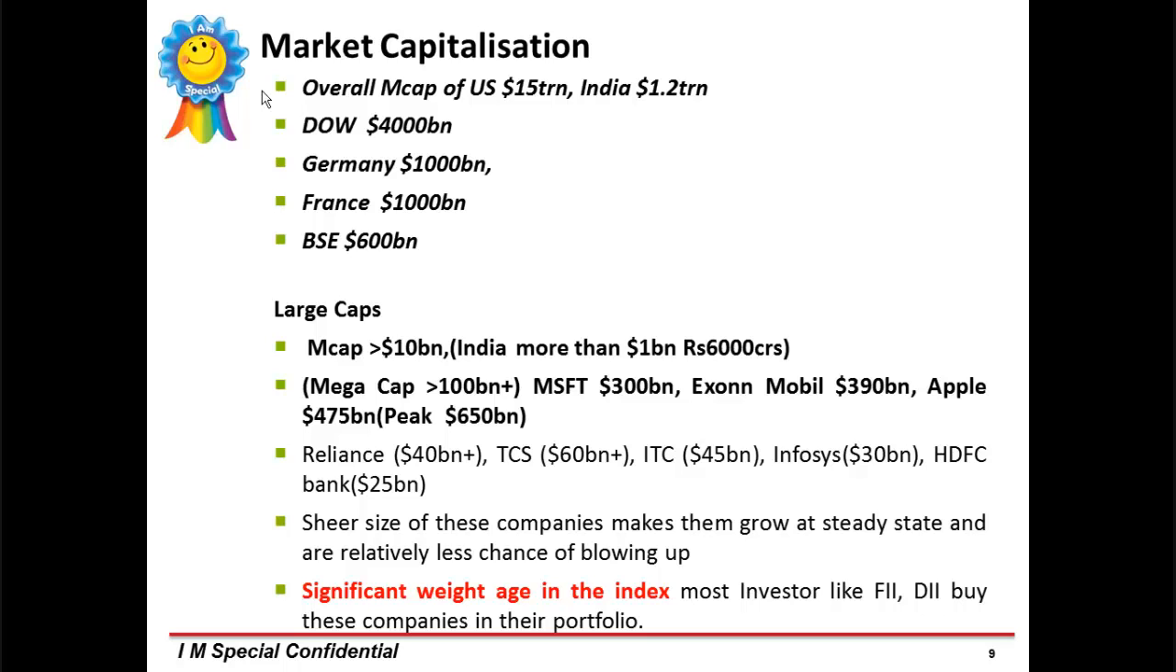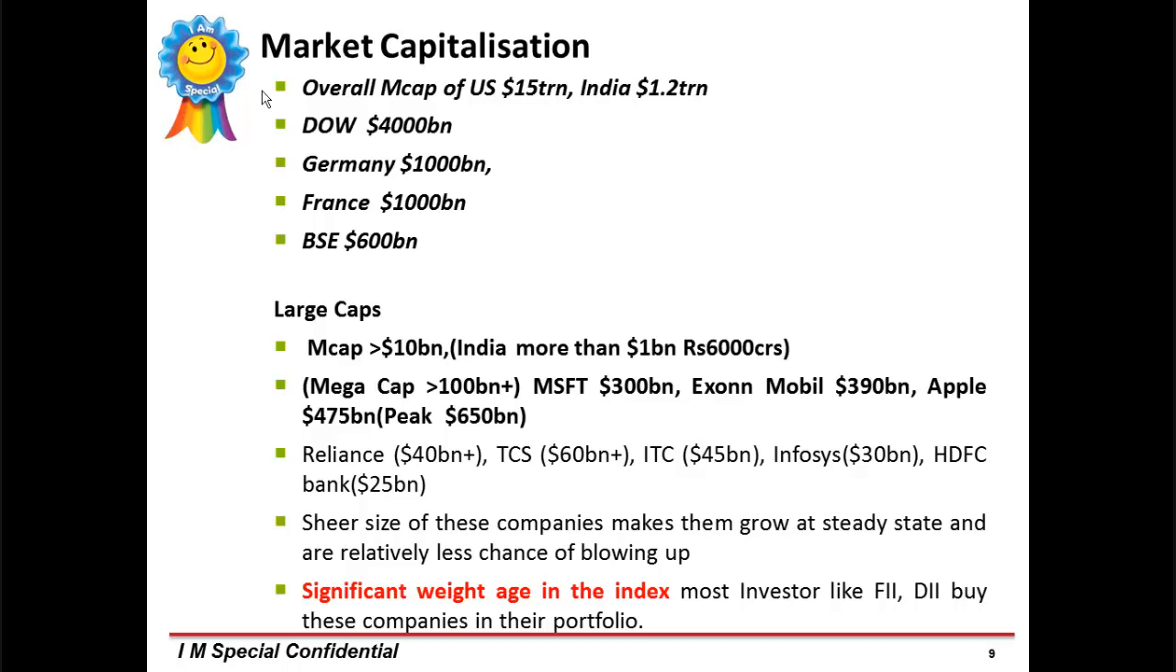are large cap stocks. Microsoft's market cap is 300 billion. ExxonMobil is 390 billion. Apple is 475 billion. Apple at the peak had a market cap of 650 billion. This is the largest market cap any stock has reached till date. In India, large cap stocks would include stocks like Reliance, market cap 40 billion, TCS, market cap 60 billion, ITC 45 billion, Infosys 30 billion, and HDFC Bank 25 billion.